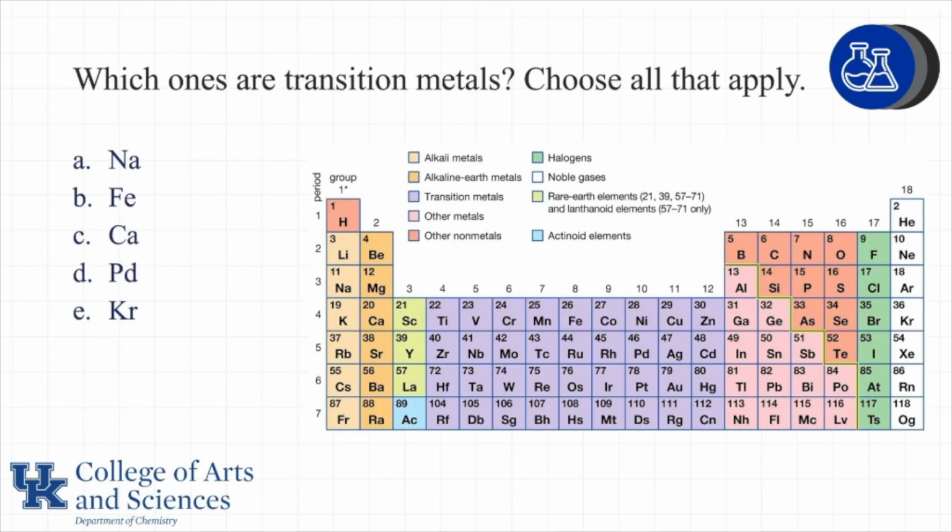Which ones are transition metals? Choose all that apply. So we have sodium, iron, calcium, palladium, and krypton. Iron and palladium are our two transition elements. The rest of the elements are considered main group elements.